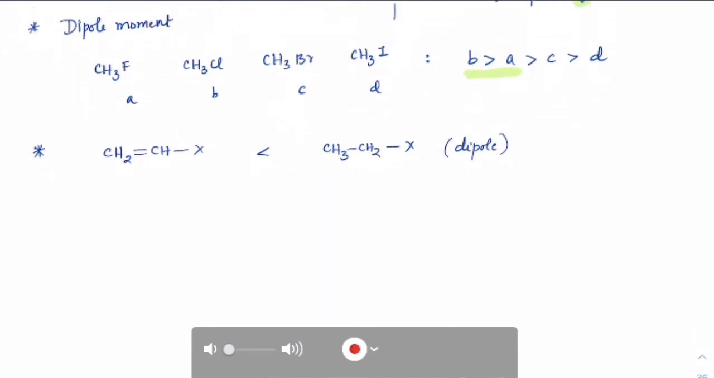Now this comes from the fact that in CH2 double bond CHX, this lone pair will give resonance stabilization, thereby decreasing its polarity, because by inductive effect they should have delta positive and delta negative, but that polarity is decreased by this resonance. So we will get this as minus CH double bond X plus. Due to that decreased polarity, alkyl halides will have more dipole moment. If you ask vinyl chloride or alkyl chloride, which is more soluble in water, it is alkyl chloride.